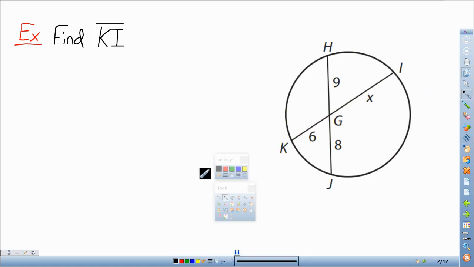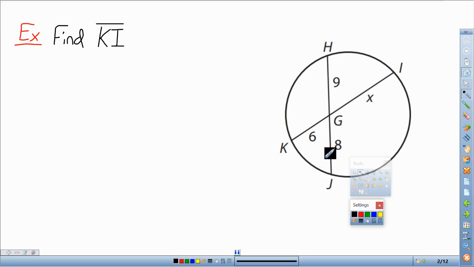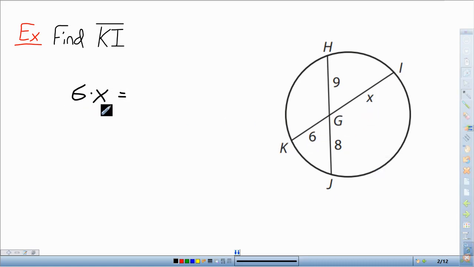Well, here's what we know. If we multiply together the two parts of this chord, it's going to be equal to multiplying the two parts of this chord. So let's go ahead and do that. I'm going to start by multiplying the two parts of this chord KI, so 6 times X. And I know that's going to be equal to multiplying the two parts of this chord JH, which is 9 times 8. Here is my really simple formula. I can solve this and get what X equals.